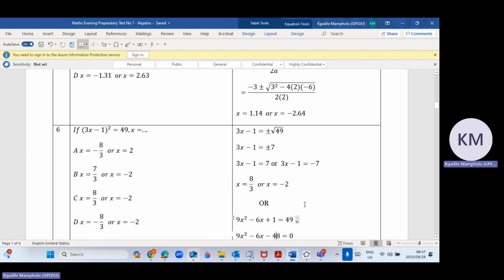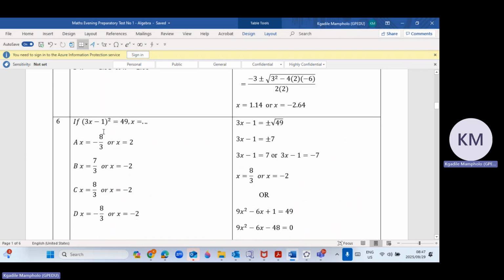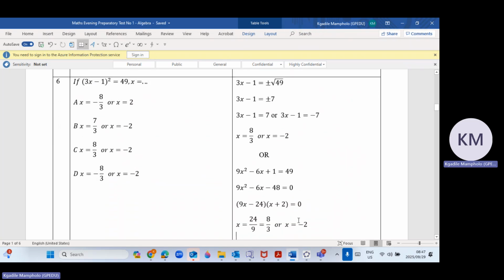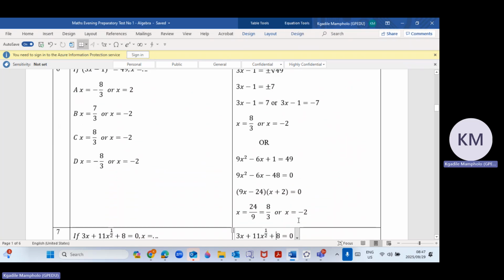Alternatively, you can first clear the brackets, FOIL, then you get 9x squared minus 6 plus 9 equals 49. Then you get 49 to the left-hand side. It will be negative 48. Then you factorize using the quadratic formula method if you are struggling to factorize directly. But in this case, the answers will not be irrational. They will be rational. So there's no need to write the quadratic formula.